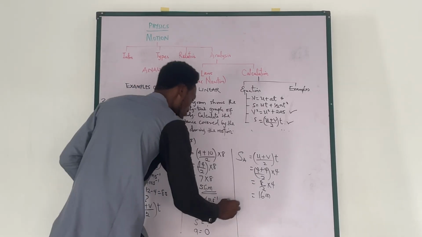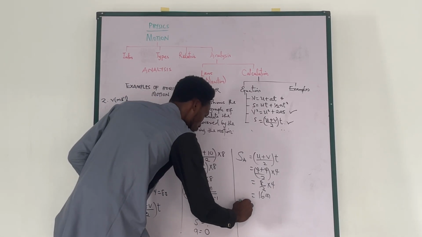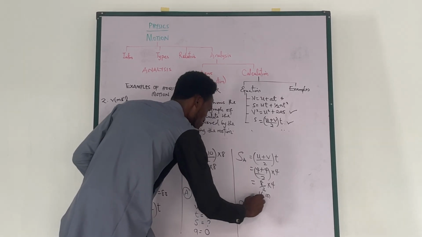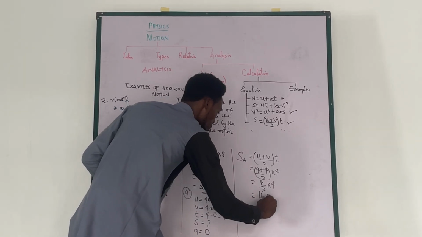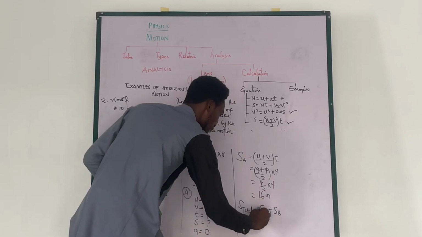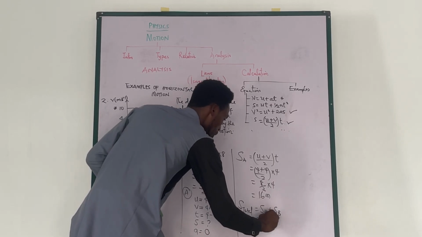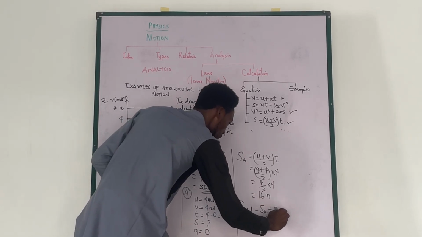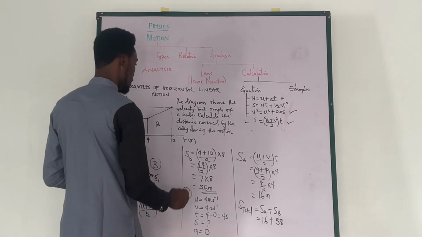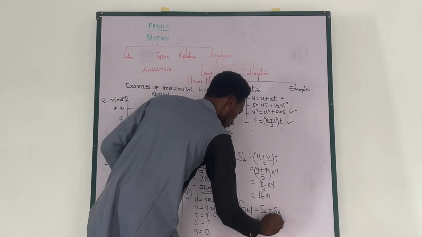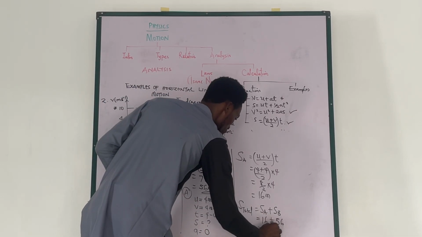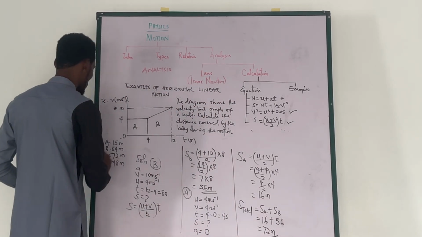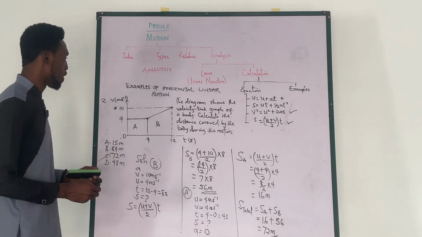So how do you get the total answer? Just sum SA and SB. Total distance is equal to SA plus SB. And your answer is 16 plus 56, and your answer is 72 meters. And that gives you the answer to be C. I believe that is very, very clear.